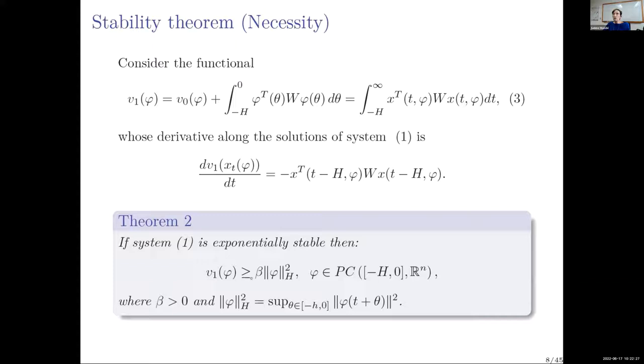Okay. And this result is true for piecewise continuous functions phi. Well, and the norm is the classical norm for delay systems, the sup of the Euclidean norm of the state on the delay interval, okay?